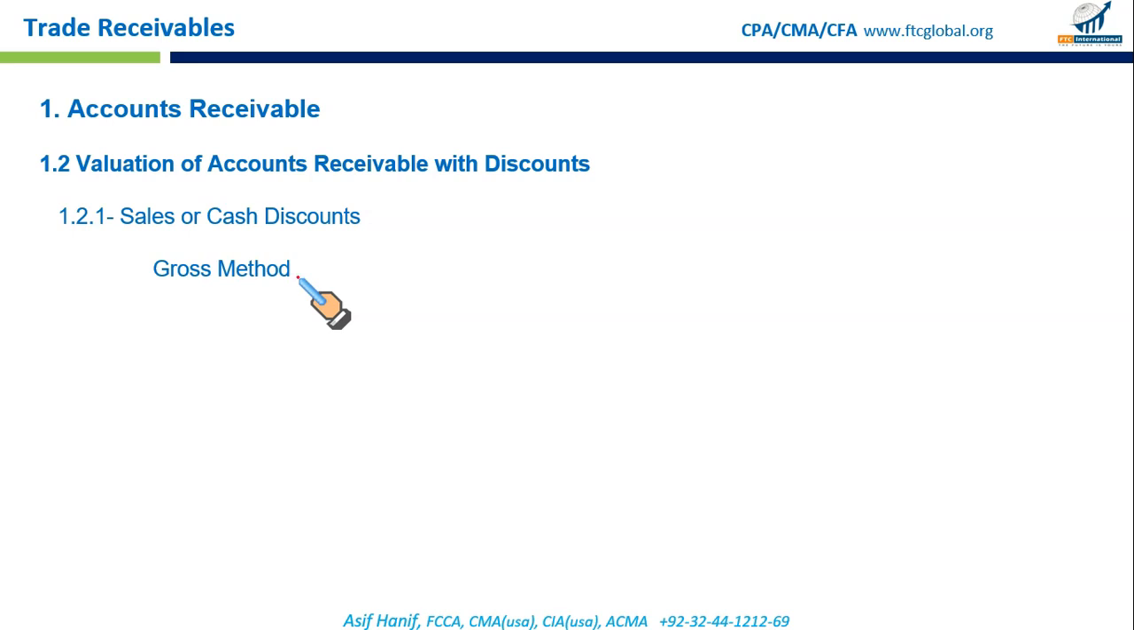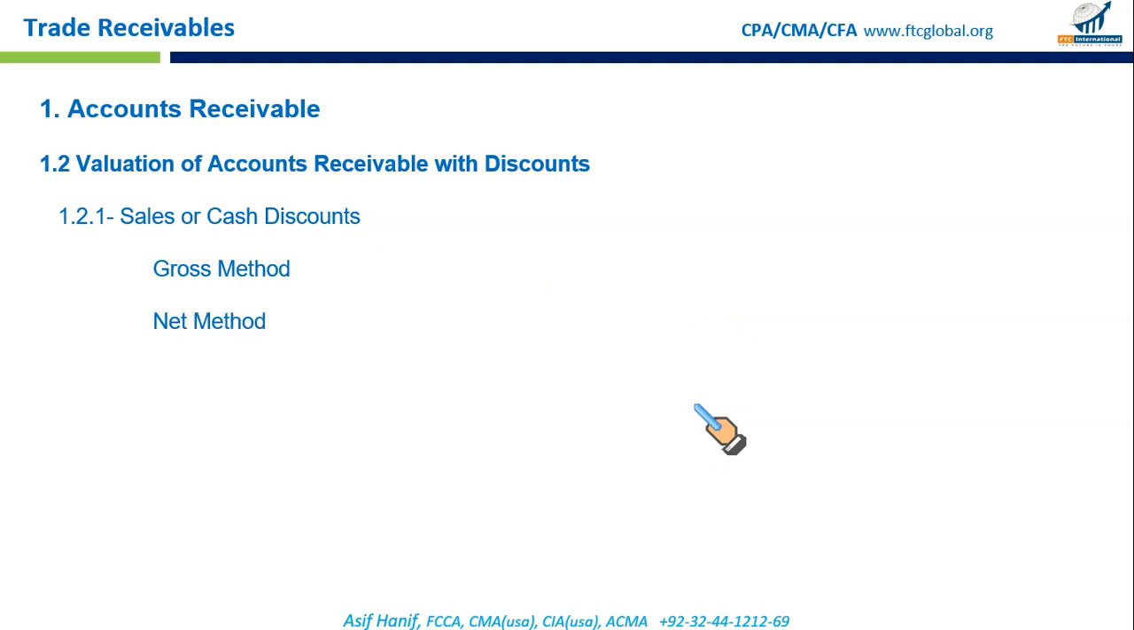For example, a company makes a sale of $1,000. They record the sale as $1,000. If the customer takes a 2% discount and pays $980 within 10 days, in that case, that $20 is written as a sales discount, right? That's the gross method.